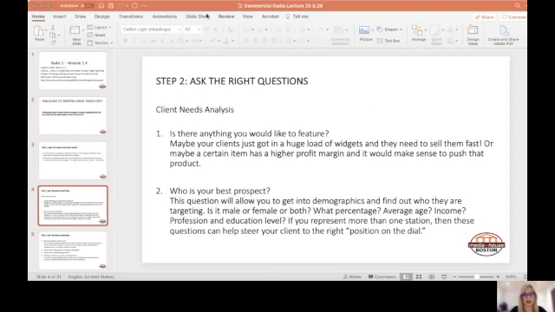And here are some examples. Is there anything you would like to feature? Maybe your client just got a huge load of widgets and they need to sell them fast. Or maybe a certain item has a higher profit margin and it would make sense to push that specific product.